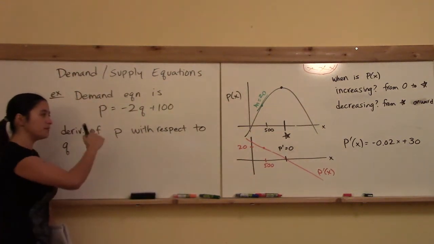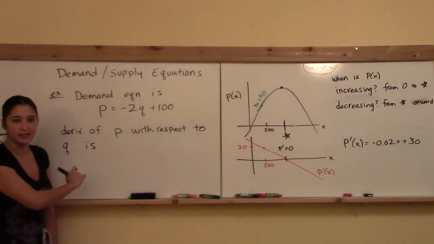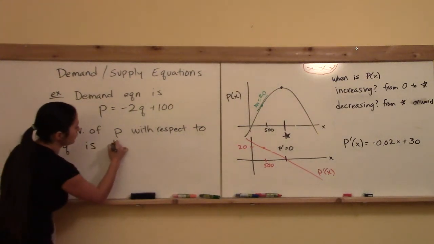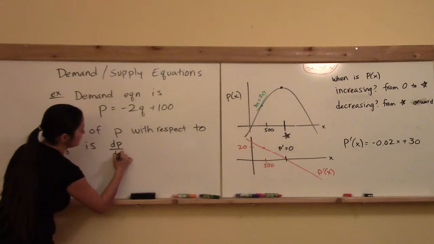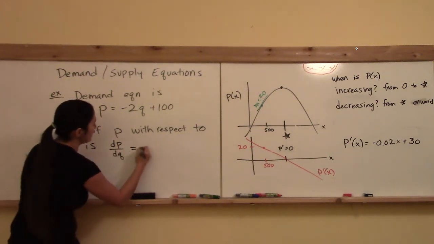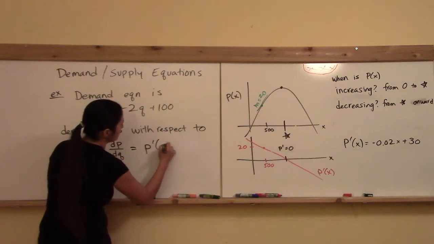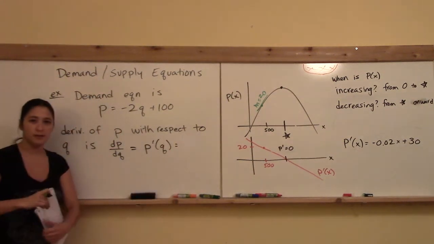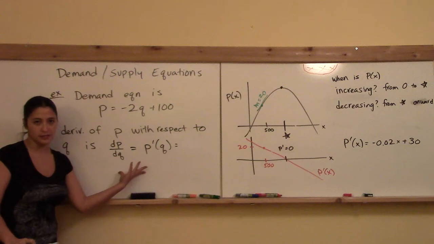The derivative of P with respect to Q, I'm writing it out in words because I want you to also be familiar with this notation. It's dP/dQ, and that's the same thing as P prime of Q. Okay? Remember, there's two different notations. You might see it either way.